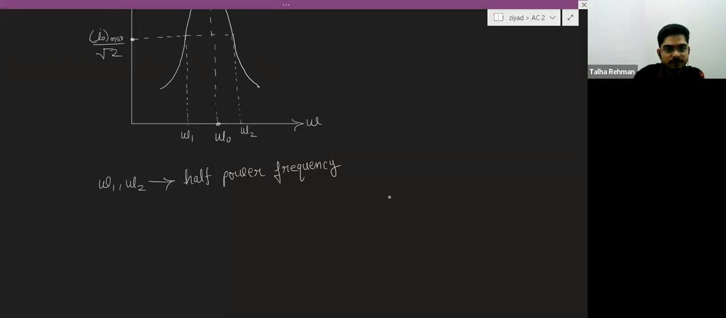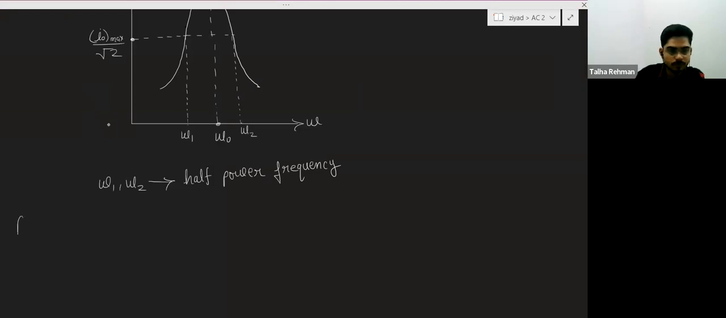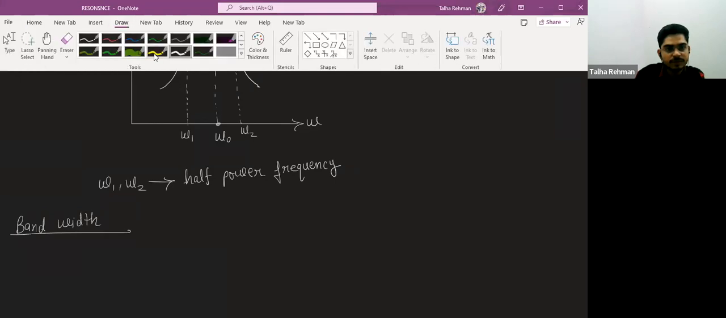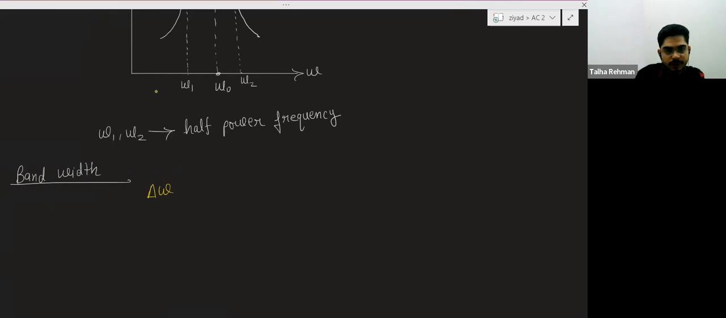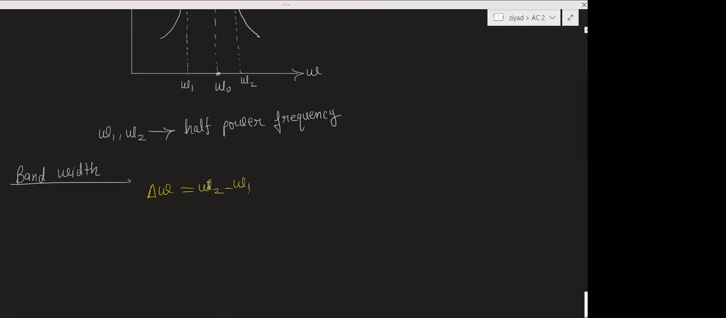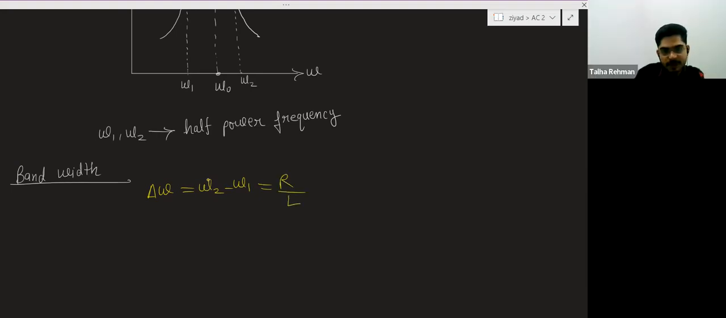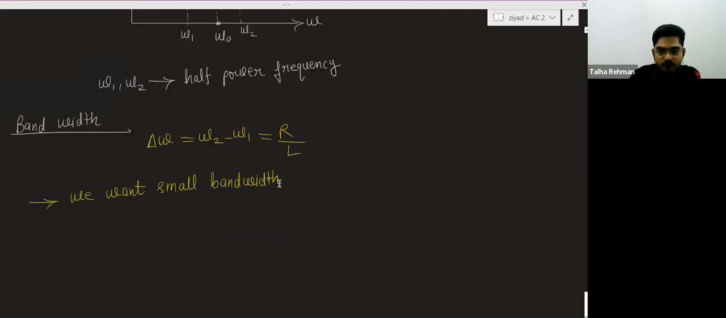Now there is a term bandwidth. Delta omega is the bandwidth, and this is given by omega 2 minus omega 1, which is equal to R by L. Actually we want a small bandwidth, remember this point. For a small bandwidth, your resistance should be small.